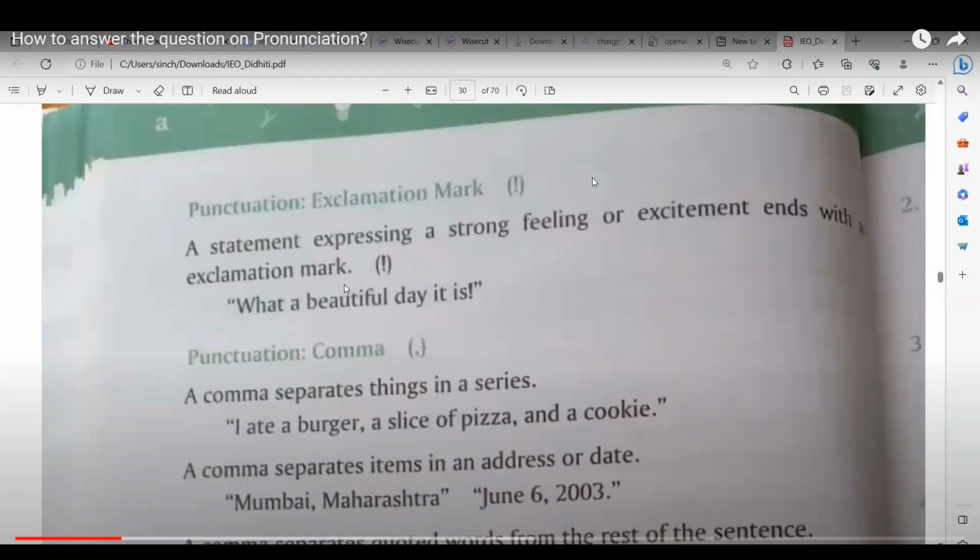A comma separates items in an address or date. Mumbai, Maharashtra, June 6, 2003. So what happened? A comma separates an address or a date. For example, here the address given is Mumbai, comma, Maharashtra, and the date is June 6, comma, 2003. So we are separating the address, that is Mumbai and Maharashtra, and at the same time separating the date, that is June 6th and 2003. So date and year have been separated and the place has also been separated. Is it clear, everyone? Yes, ma'am. Very good.